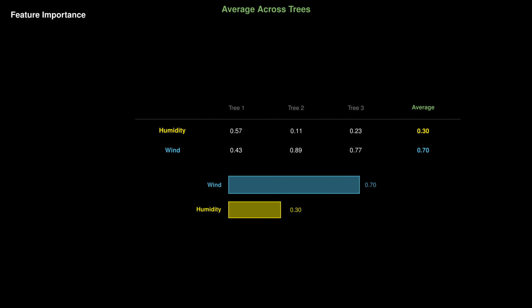Now we average across all 3 trees. For humidity, we average 0.57, 0.11, and 0.23. That gives 0.30. For wind speed, we average 0.43, 0.89, and 0.77. That gives 0.70. Wind speed is the more important feature overall. Why? Because it appears at the root in 2 out of 3 trees, and root splits see all the data, so they have the biggest impact.